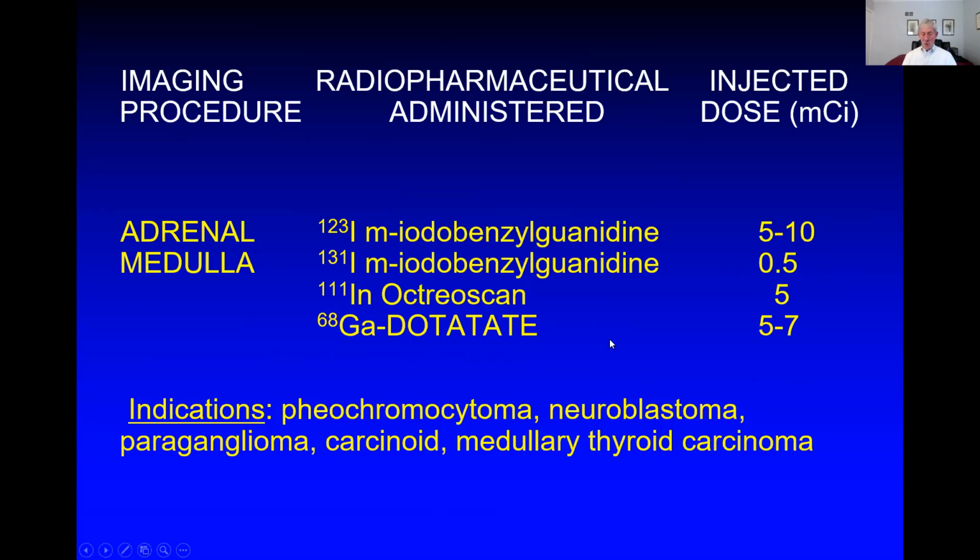And this is very new. If you don't have a germanium-gallium generator, there's no easy way for you to use DOTATATE. But this drug also localizes in all these tumors.